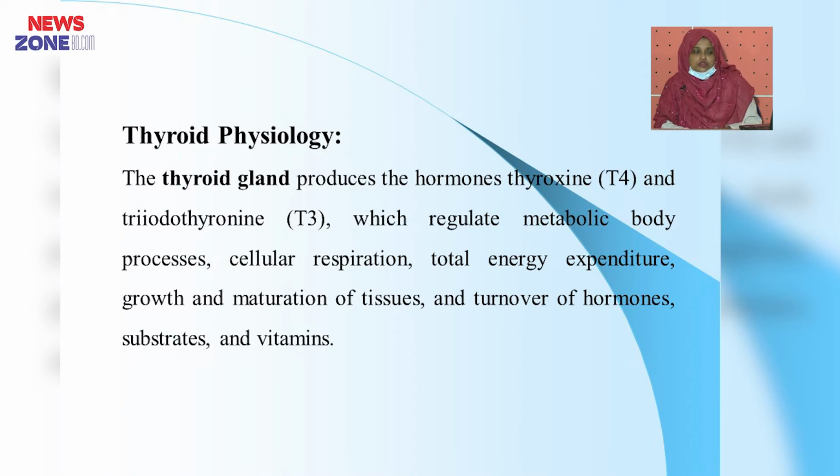Now, coming to the physiology. As the thyroid gland is an endocrine gland, it secretes hormones. We know there are two important hormones, one is thyroxine, T4, and another one is triiodothyronine, that means T3, which regulate metabolic body processes, cellular respiration, total energy expenditure, growth, maturation of tissue and turnover of hormones, substrates and vitamins.